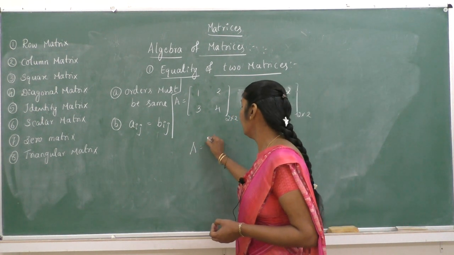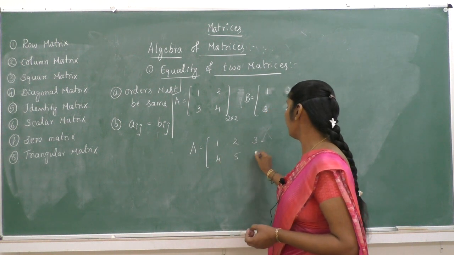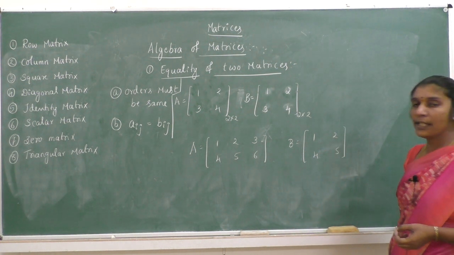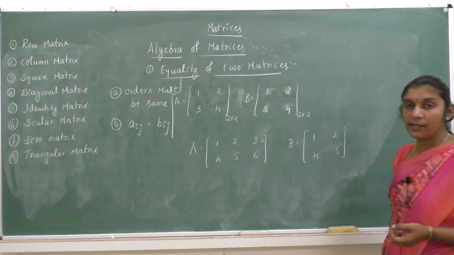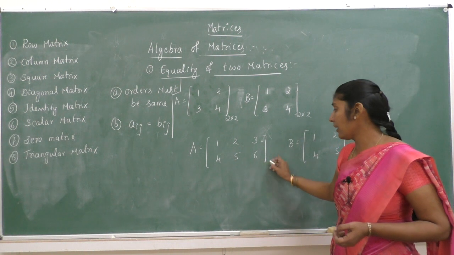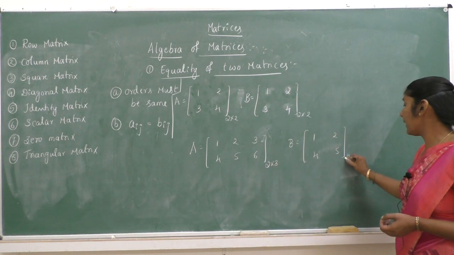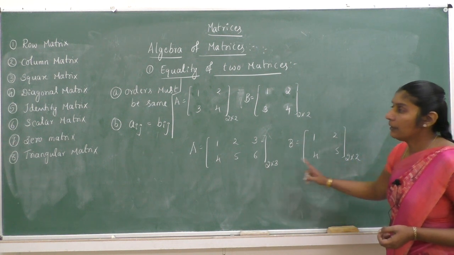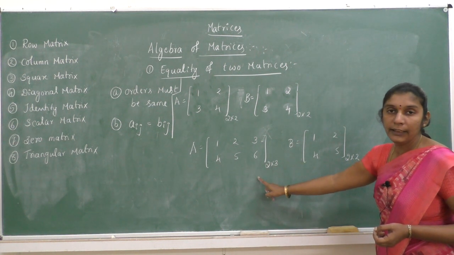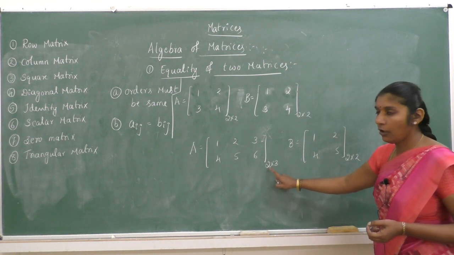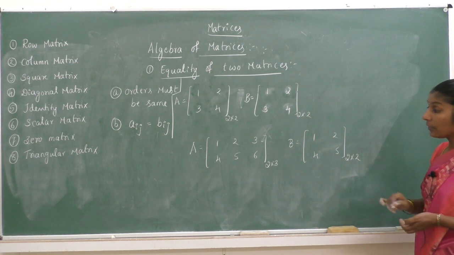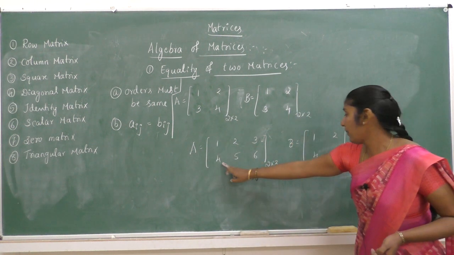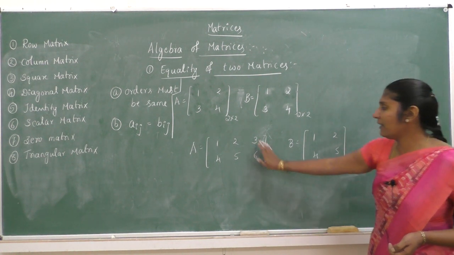ಈಗ ಅನದರ್ ಎಕ್ಸಾಂಪಲ್, A = 1 2 3 4 5 6. ಕ್ಯಾಪಿಟಲ್ ಬಿ ಇಸ್ ಈಕ್ವಲ್ ಟು 1 2 4 5. ಇಸ್ ದೀಸ್ ಟೂ ಮೆಟ್ರಿಸಸ್ ಆರ್ ಈಕ್ವಲ್ ಅಂತ ಕೇಳಿದ್ರೆ, ವಾಟ್ ಈಸ್ ದ ಆರ್ಡರ್ ಆಫ್ ದಿಸ್ ಮ್ಯಾಟ್ರಿಕ್ಸ್? 2 ಕ್ರಾಸ್ 3. ವಾಟ್ ಈಸ್ ದ ಆರ್ಡರ್ ಆಫ್ ದಿಸ್ ಮ್ಯಾಟ್ರಿಕ್ಸ್? 2 ಕ್ರಾಸ್ 2. ಆರ್ಡರ್ ಆಫ್ ದಿಸ್ ಮ್ಯಾಟ್ರಿಕ್ಸ್ ಇಸ್ ನಾಟ್ ಈಕ್ವಲ್ ಟು ಆರ್ಡರ್ ಆಫ್ ದಿಸ್ ಮ್ಯಾಟ್ರಿಕ್ಸ್, ದೇರ್ ಫೋರ್ ದೀಸ್ ಟೂ ಮೆಟ್ರಿಸಸ್ ಕೆನ್ ನಾಟ್ ಬಿ ಕಂಪೇರ್ಡ್. ಯಾಕೆಂದರೆ ಇದರ ಆರ್ಡರ್ 2 ಕ್ರಾಸ್ 3 ಇದೆ, ಇದರ ಆರ್ಡರ್ 2 ಕ್ರಾಸ್ 2 ಇದೆ. ಸೊ ನೀವೇನು ಮಾಡ್ಕೋತೀರಾ? ಈಕ್ವಲ್ ಇರಬೇಕಲ್ಲ ಅಂತಂದರೆ ಇದನ್ನು ಬಿಟ್ಬಿಡ್ತೀರಾ. ಇಲ್ಲಿ 1 ಜಾಗದಲ್ಲಿ 1 ಇದೆಯಲ್ಲ ಮ್ಯಾಮ್, 2 ಜಾಗದಲ್ಲಿ 2 ಇದೆ, 4 ಜಾಗದಲ್ಲಿ 4 ಇದೆ, 5 ಜಾಗದಲ್ಲಿ 5 ಇದೆ, ಇನ್ನು ಉಳಿದಿದ್ದೀವಿ ಎರಡೇ ತಾನೆ, ಪರವಾಗಿಲ್ಲ ಬಿಡಿ.